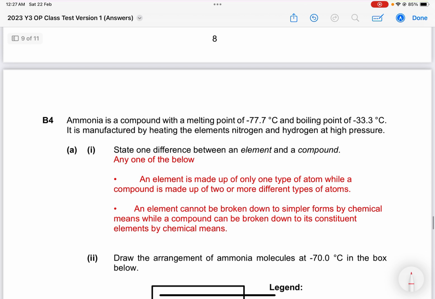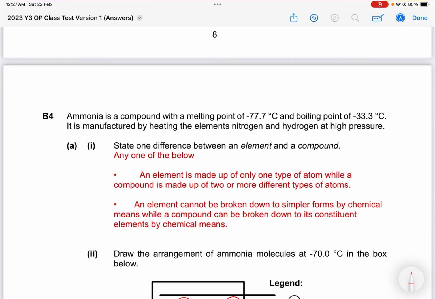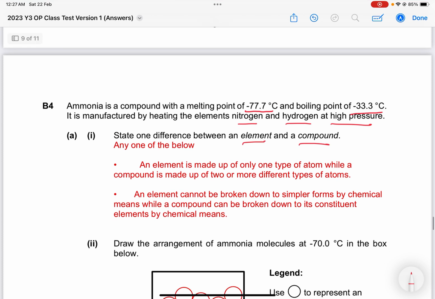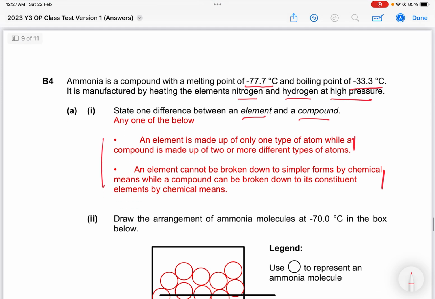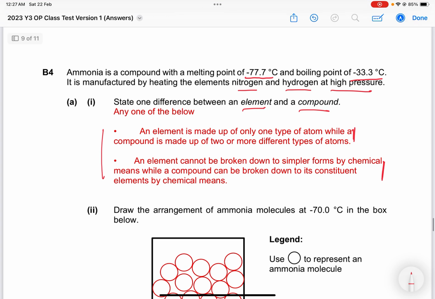Next one, B4. Ammonia is a compound with melting point of negative 77.7 degrees Celsius. Boiling point is negative 33.3 degrees Celsius. It's manufactured by heating elements nitrogen and hydrogen at high pressure. State one difference between an element and a compound. So these are the two definitions. So just take note of it. We have gone through this in the element compound mixture worksheet quite a fair bit already, so make sure you go and revise on that one.